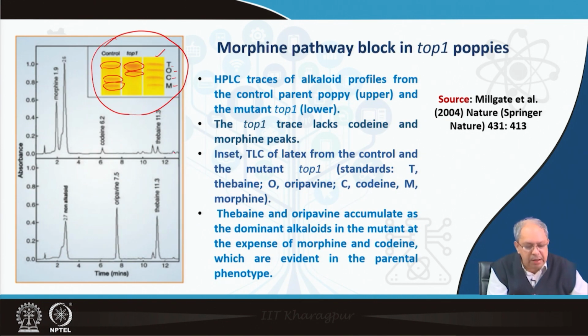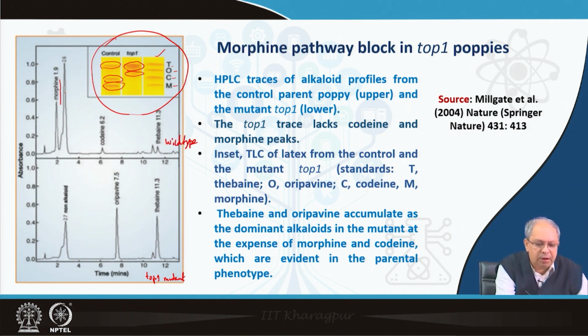And this is the HPLC analysis. The bottom one is basically the mutant, that is the top 1 mutant, and the upper one is the wild type. So, in the wild type, what do you find? You find codeine and morphine in higher amount. That is why most of the codeine got converted into morphine, and there is a little bit of thebaine.